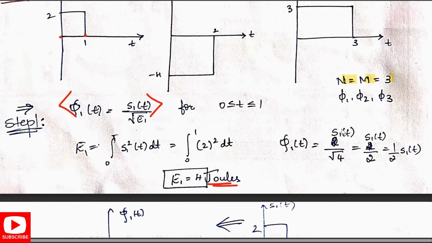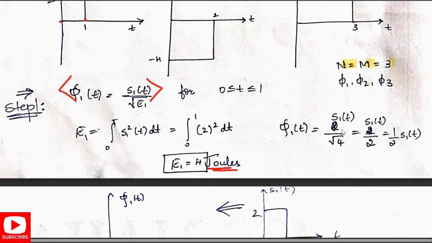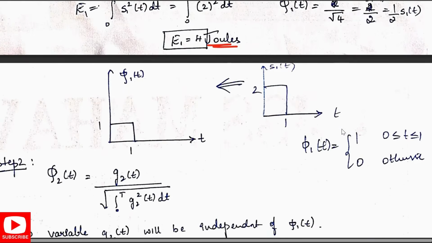So similarly, calculate phi 1 of t, that is s1 of t divided by square root of 4, that is 2. So it is half s1 of t. Remember it. Half s1 of t means what? This is our s1 of t that is given, so you need to halve the amplitude. So halving the amplitude, we get phi 1 of t like this. So you need to represent it as phi 1 of t is 1 from 0 to 1, otherwise it is 0.